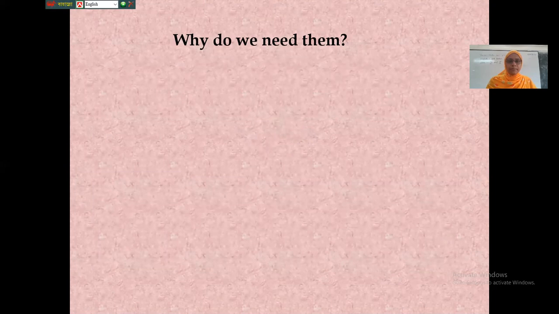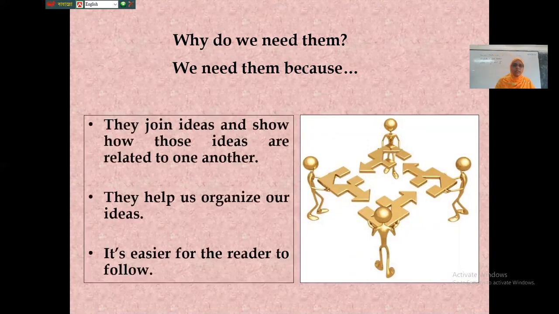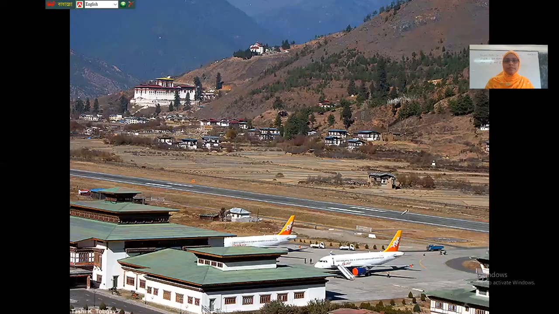Why do we need them? We need connectors because they join ideas and show how those ideas are related to one another. Second, they help us organize our ideas. And third, it's easier for the reader to follow.